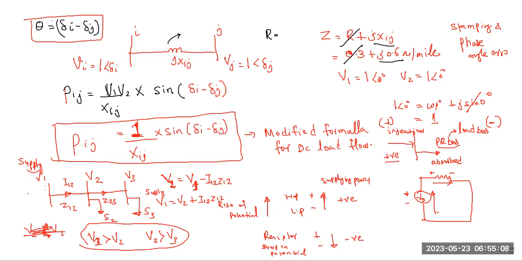Yes, sir, I'll be moving to the next slide. Now, if you look at the real power injection at any bus, it would be given as this value Pij.